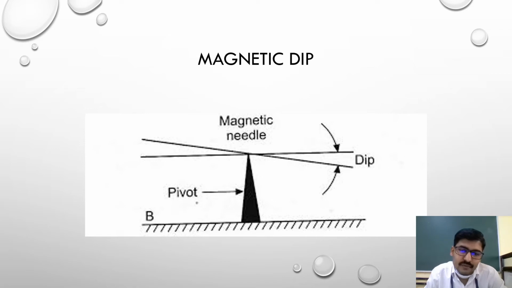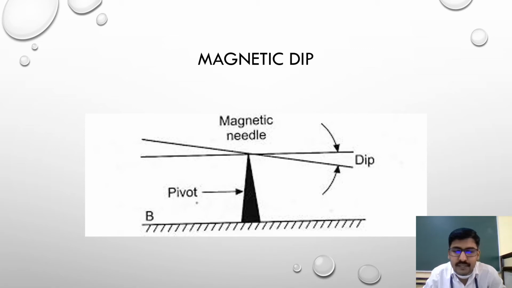Magnetic dip in the sense what? As I have told you, a magnetic needle should always have a horizontal position, right? But in some cases, you will find the magnetic needle bending slightly downward, like the way it is shown in the diagram. It is supposed to have its position horizontal, but you may find that the magnetic needle is slightly bending. Where such things generally happen is towards the pole side.